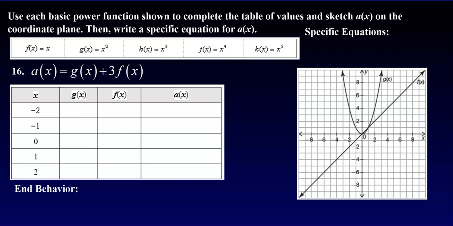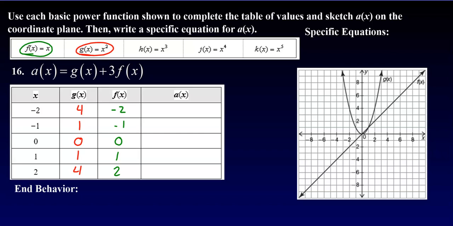Alright, so first thing we're going to do is just fill in the table. So g of x is x squared. So negative 2 squared, positive 4. Negative 1 squared, positive 1. 0 squared is 0. 1 squared is 1, 2 squared is 4. So we're just going to go through and complete this table. F of x is just x. So negative 2 is negative 2, negative 1 is negative 1, 0 is 0, 1 is 1, 2 is 2. Okay, so we're going to evaluate each of those separately.